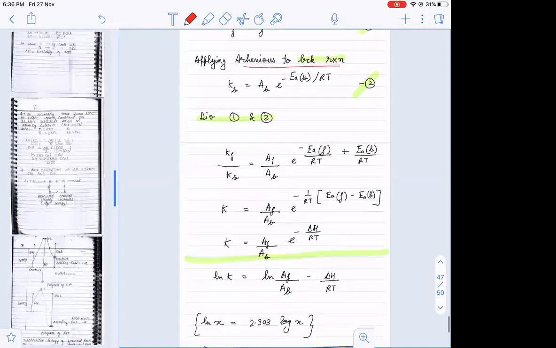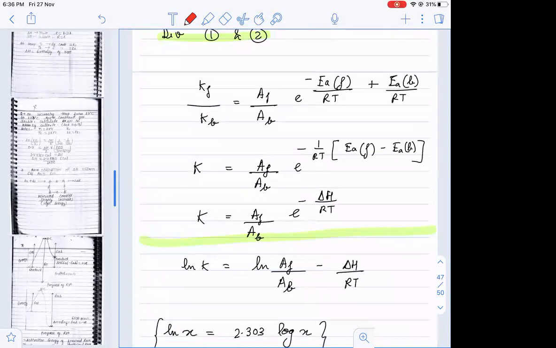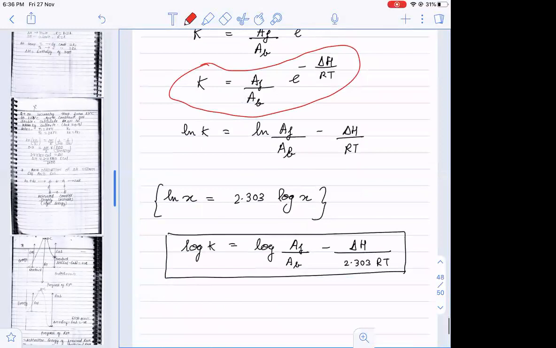Now see, you have obtained this equation by dividing 1 and 2. K is equal to AF by AB e to the power minus delta H by RT. Now what we are going to do is take log on both sides. When we take log on both sides, we get ln K equals ln AF by AB minus delta H by RT.